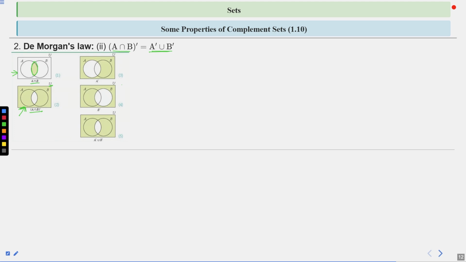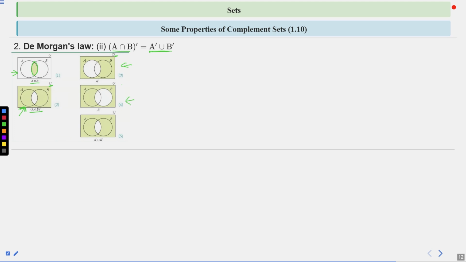Now let's observe A complement union B complement. First of all, what is A complement? Simply the area outside circle A. Meaning we are collecting all the elements from the set U which do not belong to the set A. And we know the elements belonging to set A are inside the circle A, so we are not shading this circle A.